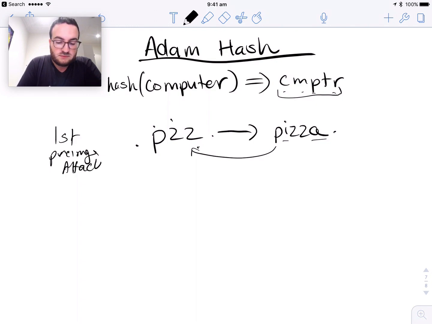attack. And you can probably see now that it's quite easy. You probably could have guessed that. You could have probably brute forced it in a dictionary. Quite easy to reverse that one. So that's a first preimage attack.